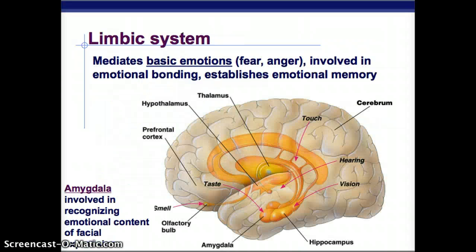Alright, there is also the limbic system, and it mediates basic emotions like fear or anger, which are involved in emotional bonding. It also establishes emotional memory. So for those of you who read Divergent, the limbic system would be what they are targeting with their serums. So this amygdala is involved in recognizing emotional content of facial expression. So right there's your amygdala and the hippocampus. Taste, vision, hearing, touch. You can kind of see how they're all correlated in there.